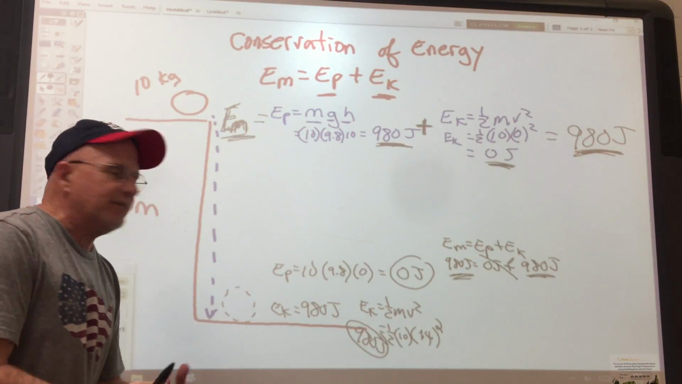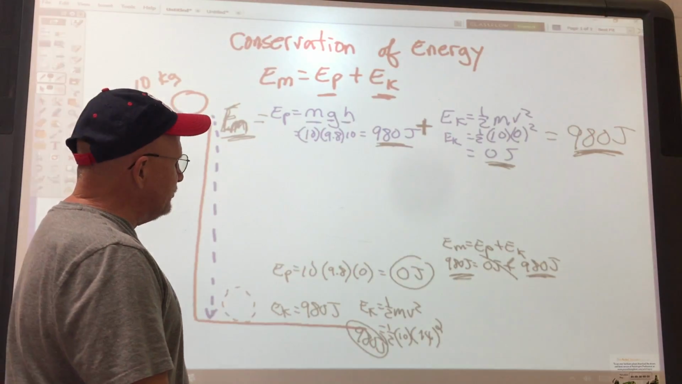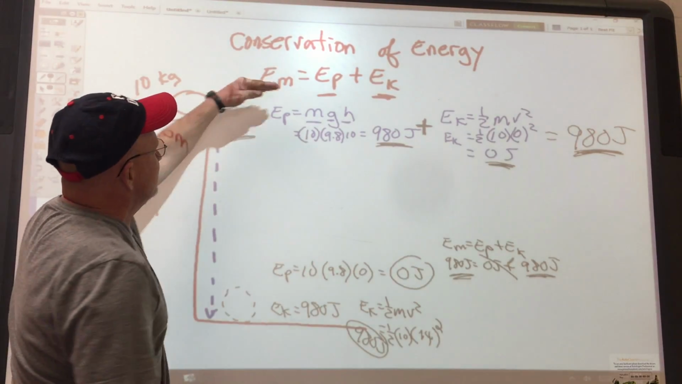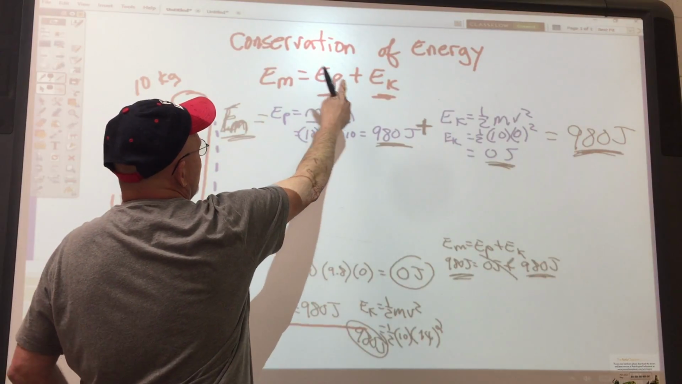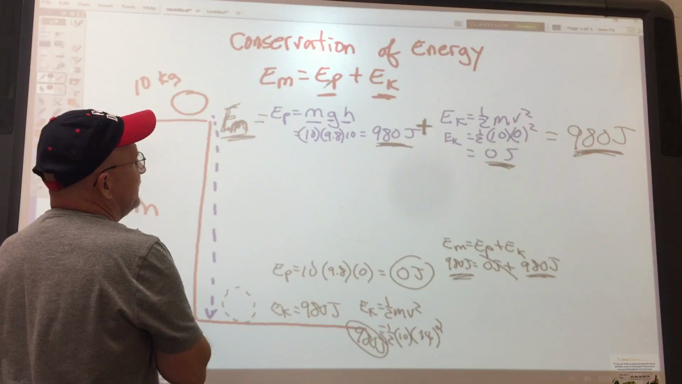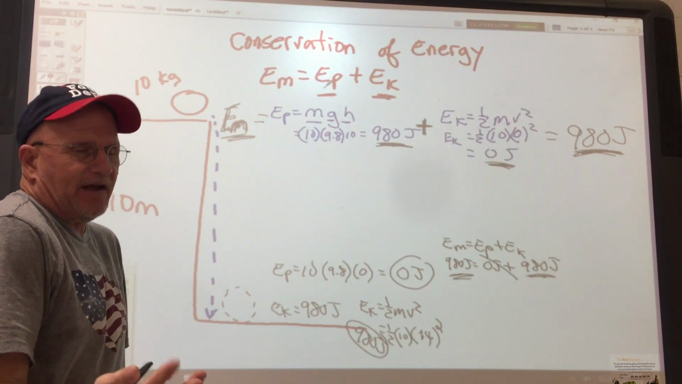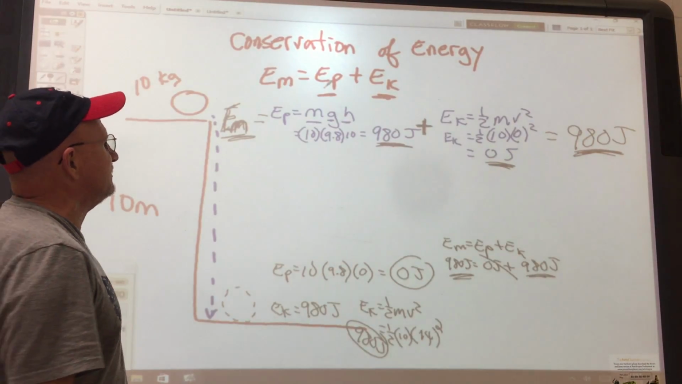Now that's kind of in depth, a little bit drawn out, but I wanted you to see that really, for mechanical energy at any point, if you know the potential energy and the kinetic energy, you know the mechanical. And if I know the mechanical and I know the potential, I can find the kinetic. If I know two of them, I can find the third one. It's how it always is in physics.